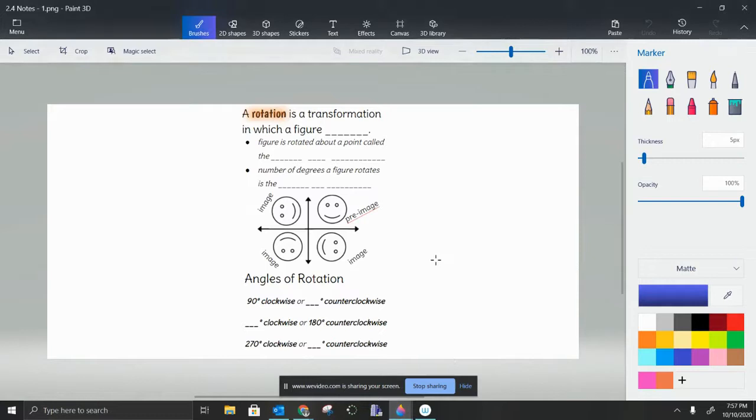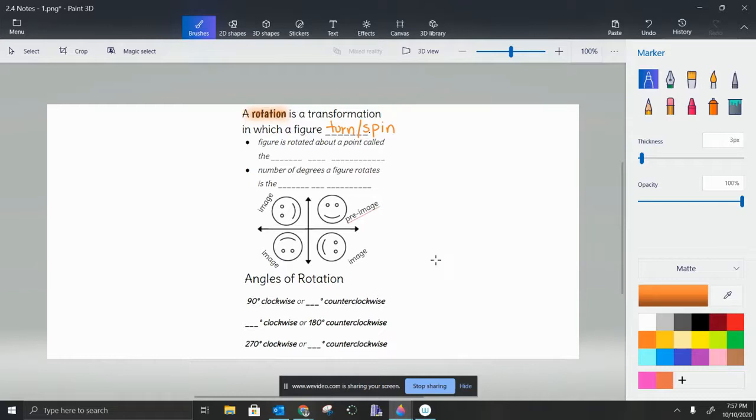So in 2.4, we're talking about rotations, which is our third type of transformation that we're covering. The first being translations, and then we talked about reflections, and now rotations. When we're talking about rotations, the type of movement that we're referring to is either a turn or a spin. If you think about a merry-go-round, when you spin around a merry-go-round on the park, that's a rotation, all right? Or if you're on a Ferris wheel, again, that's a rotation.